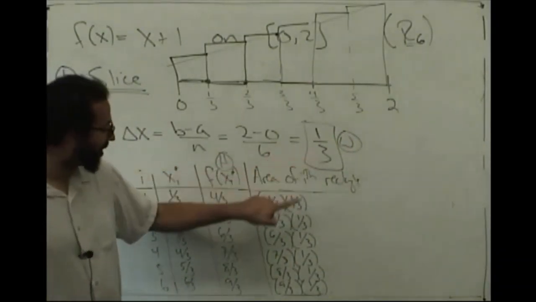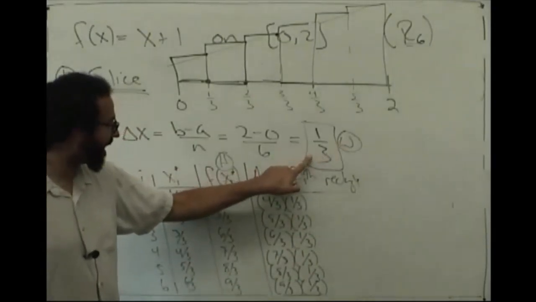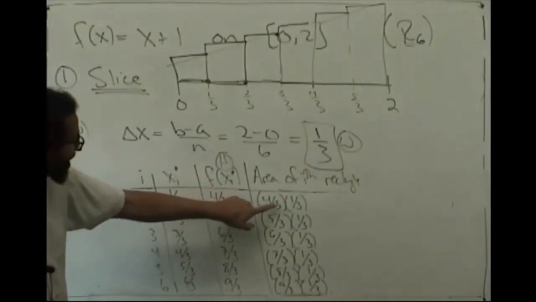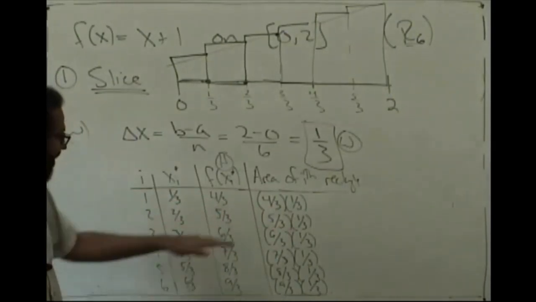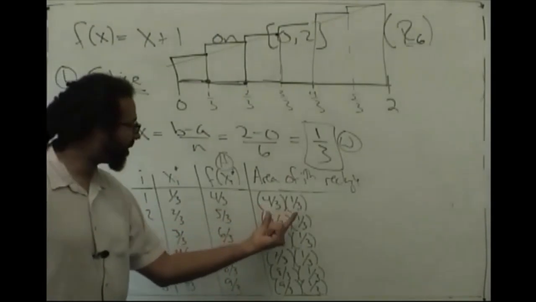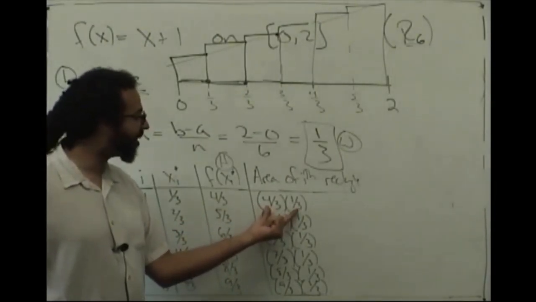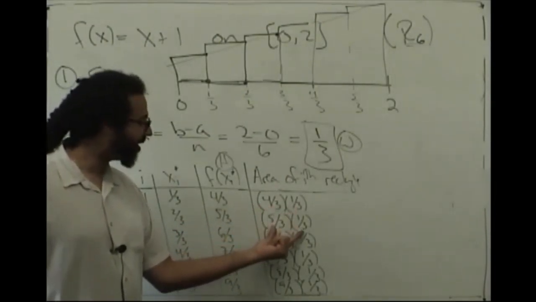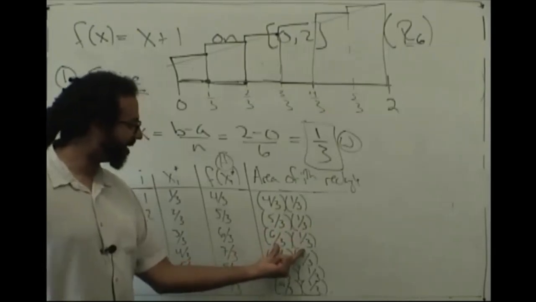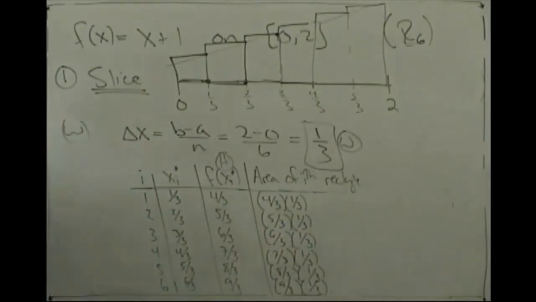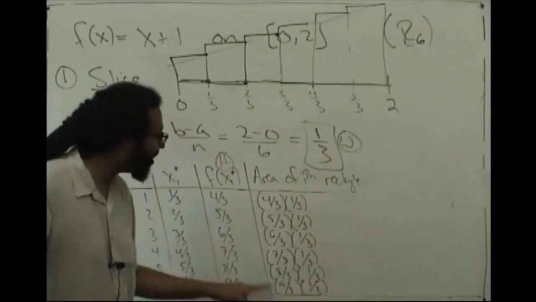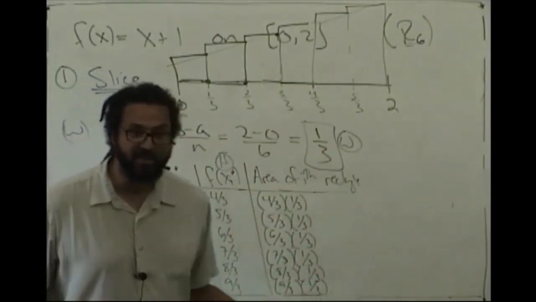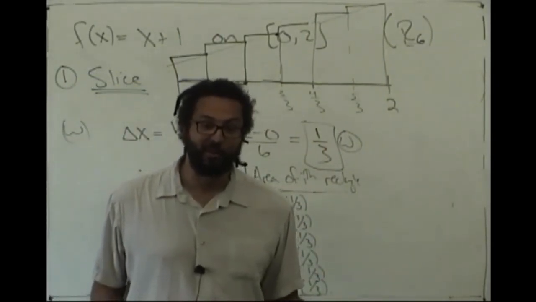The width is always 1/3 everywhere. That's not going to change. And so here I just get 1/3 times 4/3, 1/3 times 5/3, and so on. So each one of these is the area of the first rectangle, the area of the second rectangle, the area of the third rectangle, so on and so forth. So now, to find the approximation R6, I just need to add all of these things up. So let's do that now, and then we will compare it with the actual area.